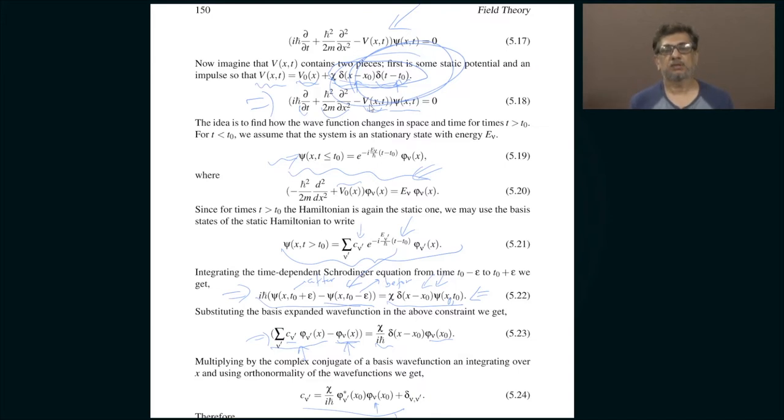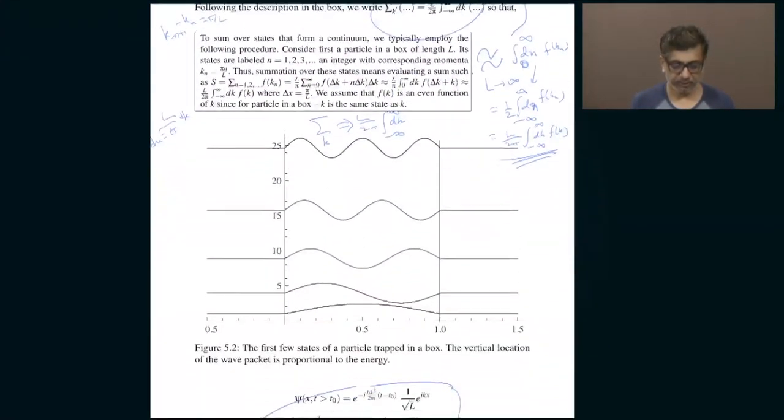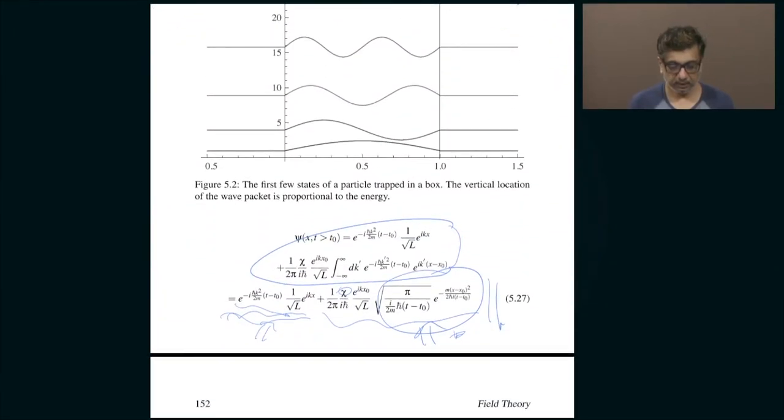Before the disturbance was turned on, the electron was in a stationary state. So you end up solving the time dependent Schrodinger equation to find out how it looks after it's switched on. After putting in some effort, you will find the answer to that question.